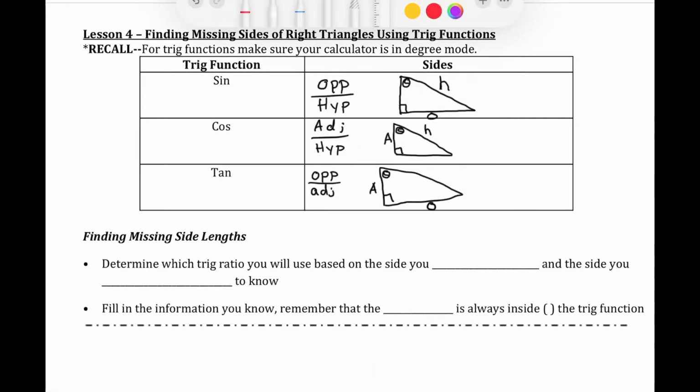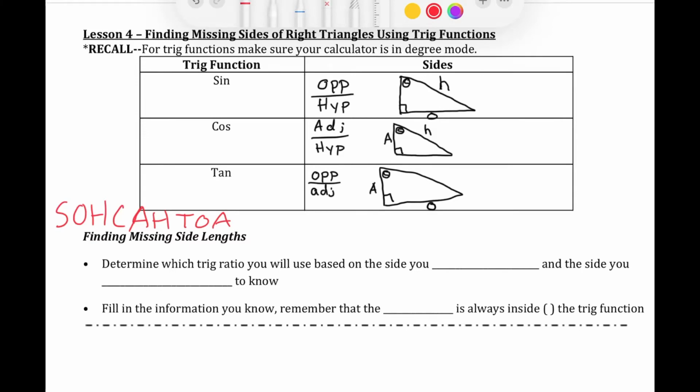So the functions are opposite over hypotenuse for sine, adjacent over hypotenuse for cosine, and opposite over adjacent for tangent. Or know it by the saying, some old hippie caught another hippie tripping on asphalt, or SOHCAHTOA if you can spell it. So again, SOHCAHTOA. That is what we are using to determine which trig function to use.